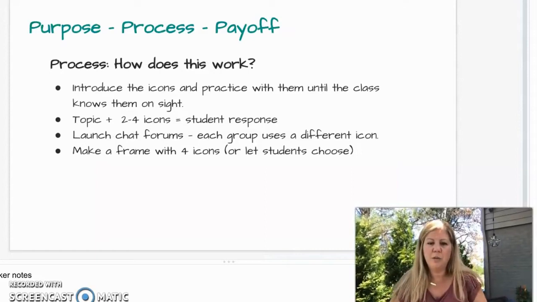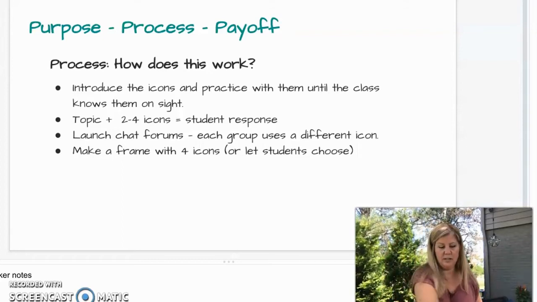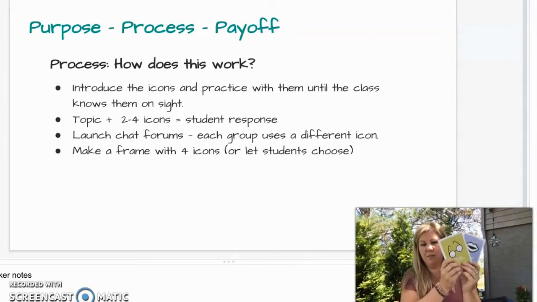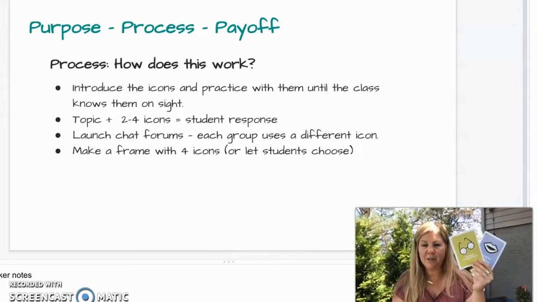The process: we talked about the purpose. How does this work? You want to introduce the icons and practice with them until the class knows them on sight. They understand what they are. On Google Classroom, you'd want to put up a legend so students can go back and refer to what each one means. You can literally put on Google Classroom your topic, something they're already somewhat familiar with, and 2 to 4 icons. Let's take a look at language of the discipline, for instance, and multiple perspectives. And you can ask for student response.